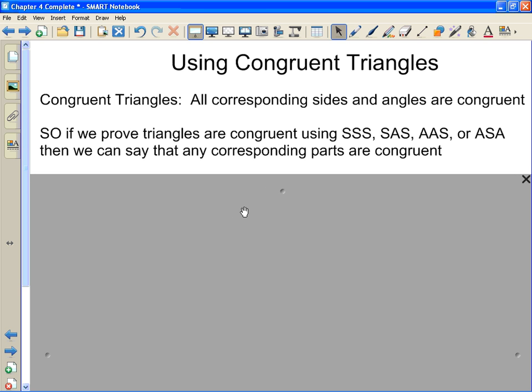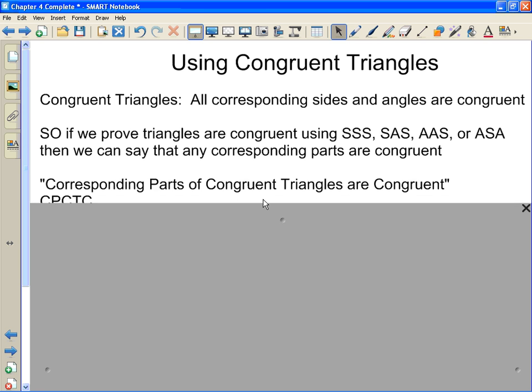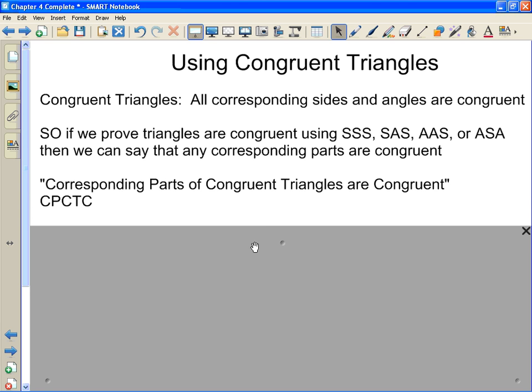So if we prove that triangles are congruent using any of these or hypotenuse leg, then we can say the corresponding parts are congruent. And the way we say that is corresponding parts of congruent triangles are congruent. We're going to abbreviate that CPCTC.